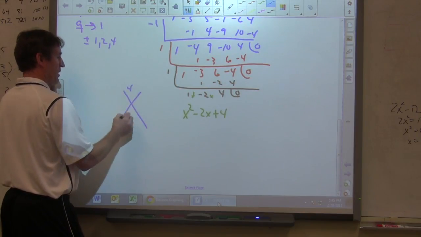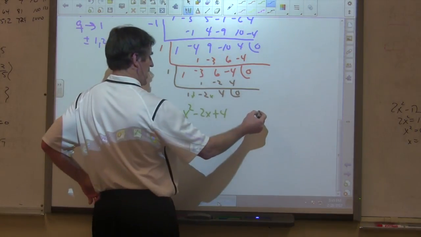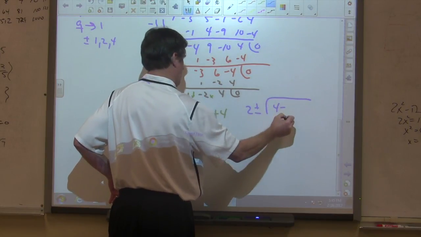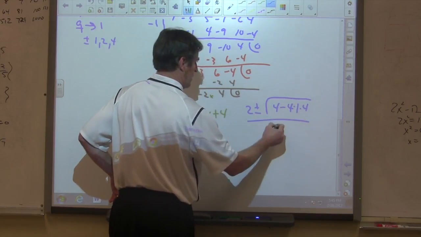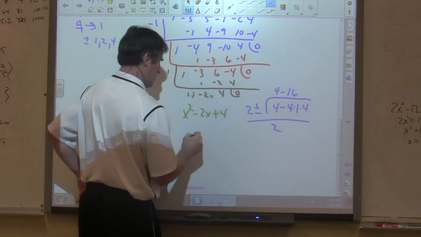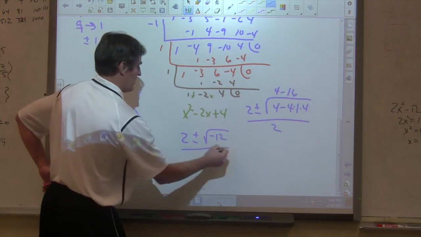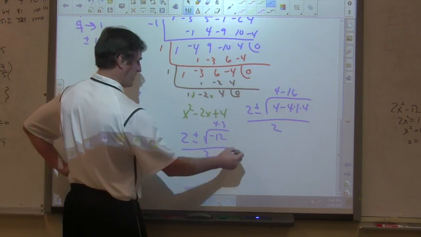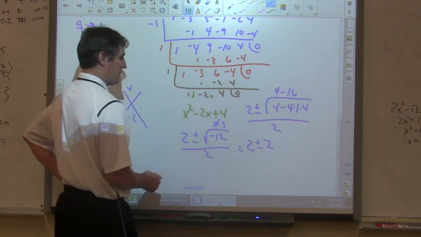So we can try the x method, and we get 4 and negative 2, but there isn't anything, so we have to use the quadratic formula here. So we have 2 plus or minus the square root of 4 minus 4 times 1 times 4, all over 2a, which is 2. So this would be 4 minus 16. So we get 2 plus or minus the square root of negative 12 over 2. I can break this into 4 times 3. So we get 2 plus or minus the square root of 4 is 2, so that comes out front.